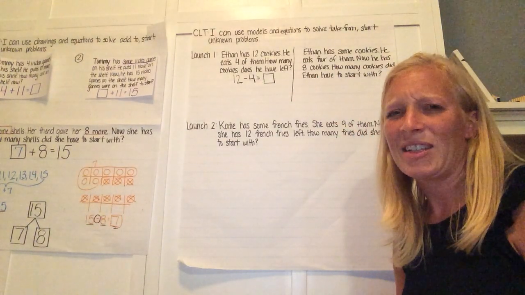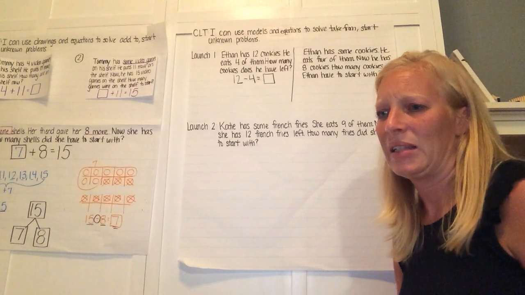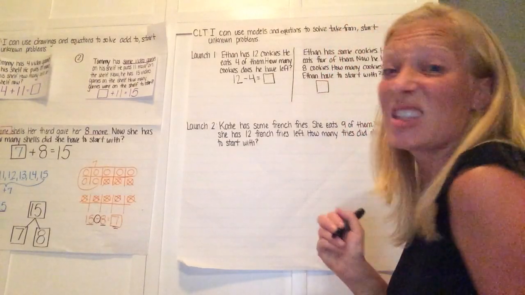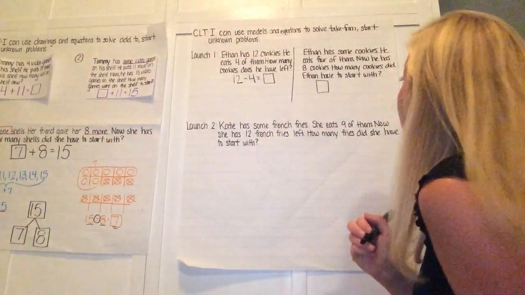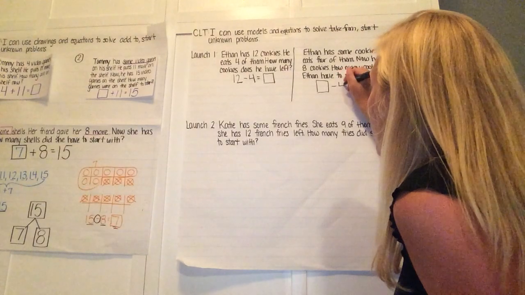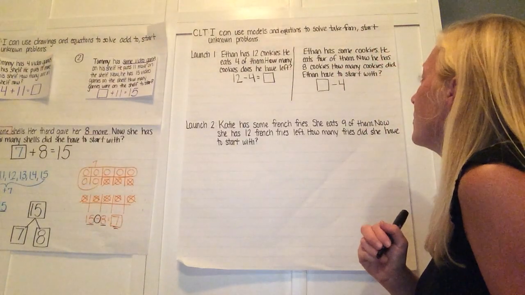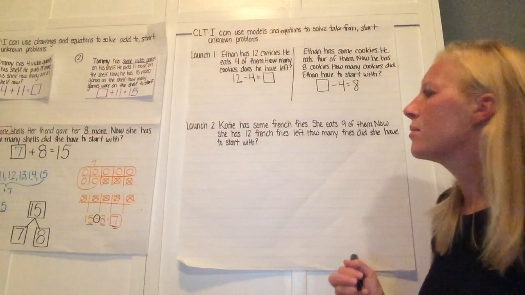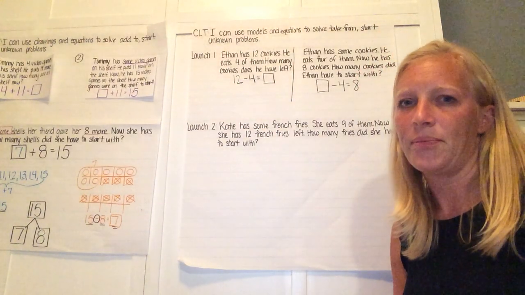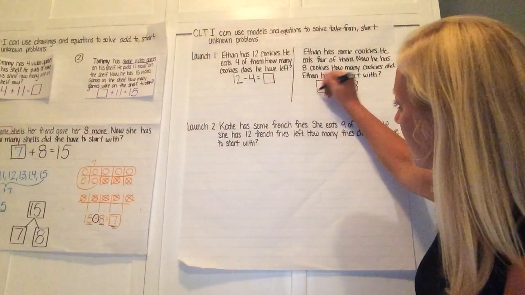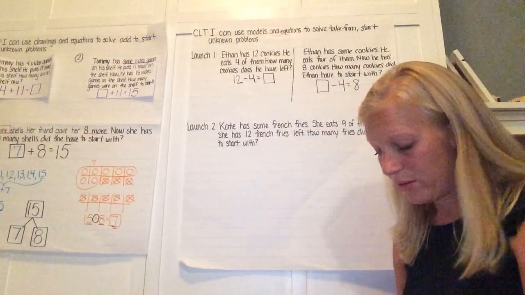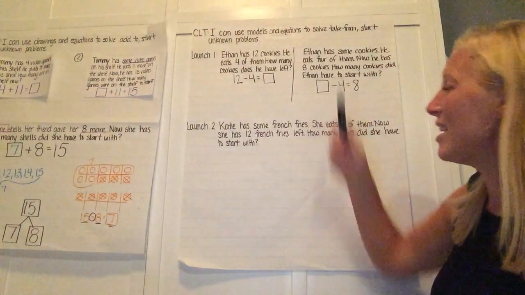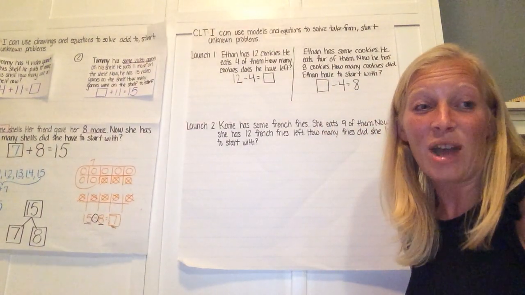So what equation would we write to match this? He had some cookies. He ate 4. And he has 8 left. Now what's unknown? The beginning. That's what we call our start. So when we say start unknown, it means that the beginning of that equation, we don't know. Okay?